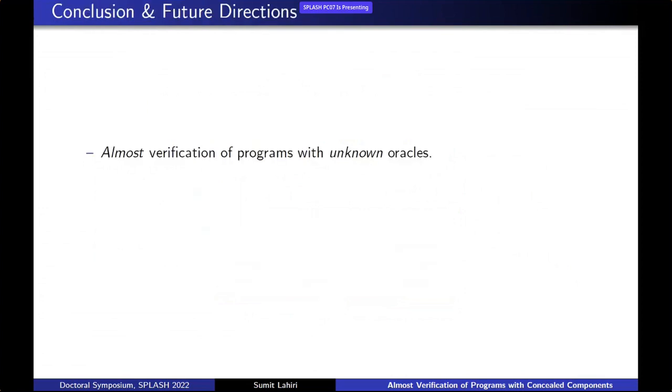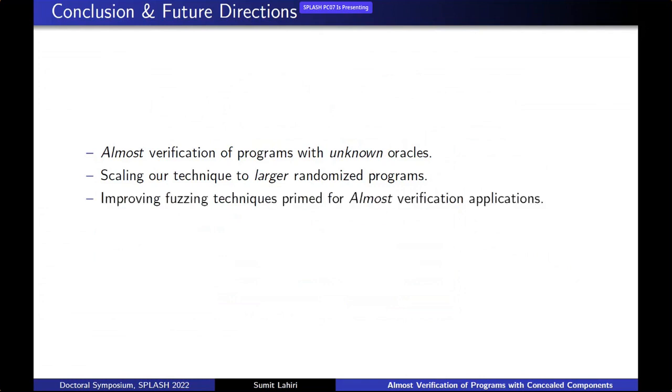Finally, I would like to conclude by saying the next area that we tend to explore is, can we extend such almost verification to unknown oracles, something that I alluded to in this talk, or can we scale our techniques to larger randomized programs and to bigger probabilistic programs? And finally, since we are using fuzzing for executable oracles, can we improve the existing fuzzing techniques, which work better with almost verification applications?